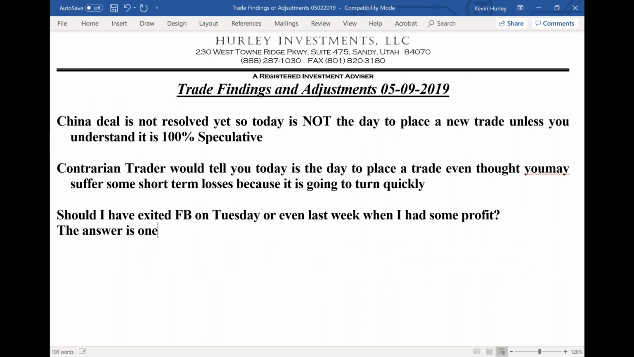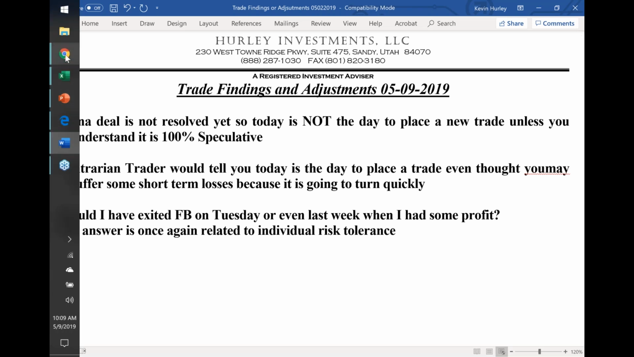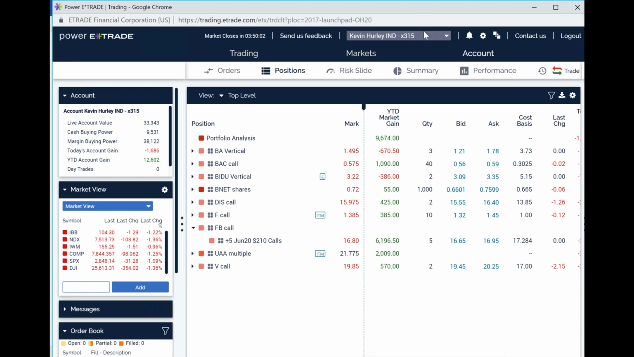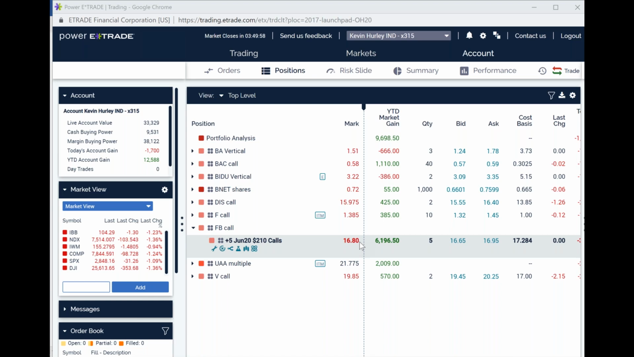The answer is once again related to individual risk tolerance. Today, if someone told me you should have gotten out, would they be wrong? Would they be wrong saying I should have gotten out at least of a contract or two at $3 higher than it's at right now? What do you think? Would they be wrong? Of course not. There you go. No, of course not. On a dollar per dollar, and today I should have gotten out almost $3 higher at $19.60, and I could have bought back in today. That's one that you just tell yourself, you know what, you missed it. You missed it. That's okay.